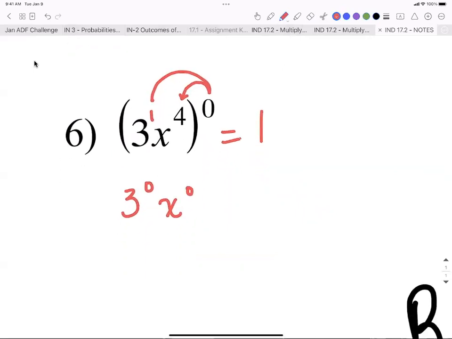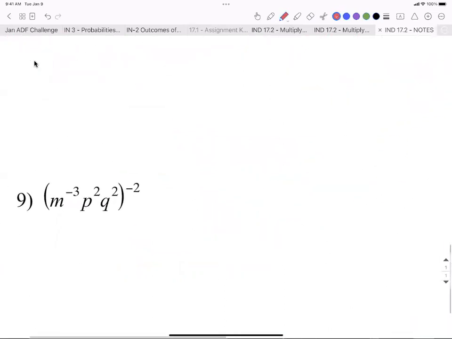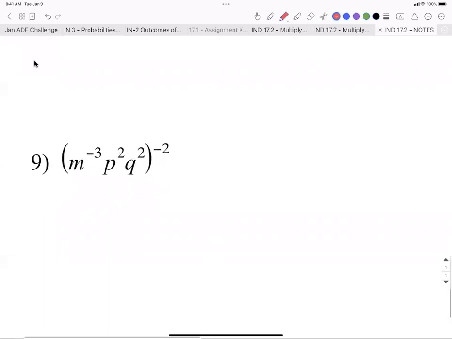Now I simplify this. 3 to the 0 power is a 1 times x to the 0 power is a 1, and 1 times 1 equals 1. So you can see that is a whole lot less work than this if you can remember that anything to the 0 power is 1, even if it is a giant monomial. All right, I've got 2 more examples. We are doing good. You guys will still have about 10 minutes to work on your homework, which is good.